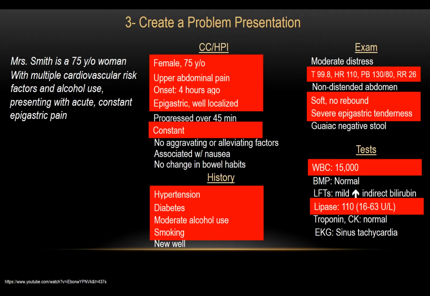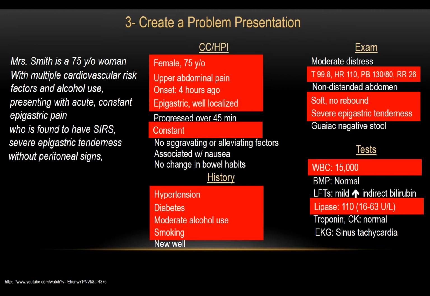Then finally, the highly relevant pieces of data in the patient's story: who is found to have SIRS. SIRS is going to summarize her vital signs in addition to her elevated white blood cell count, systemic inflammatory response syndrome: tachycardia, tachypnea, fever, leukocytosis. All these will point to SIRS. Severe epigastric tenderness, a very important feature in her story, without peritoneal signs, and an elevated lipase. So this is going to be the problem representation.